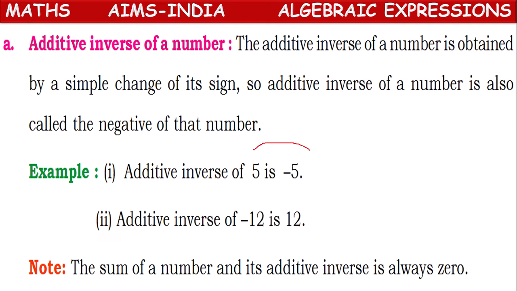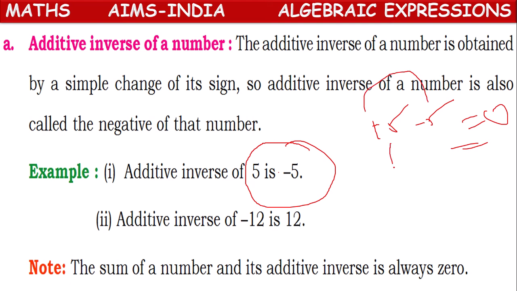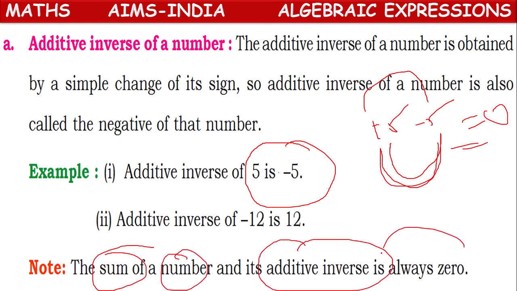If we add the number and its additive inverse, which means plus 5 and minus 5, the result will be 0, because the two numbers are additive inverses of each other. So the sum of a number and its additive inverse will always be 0.